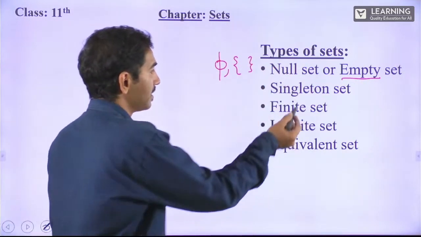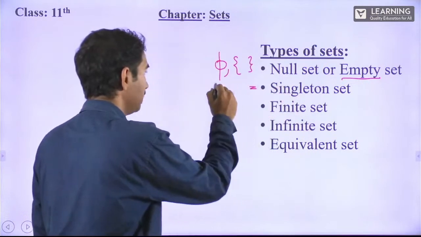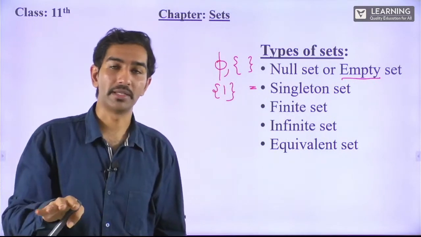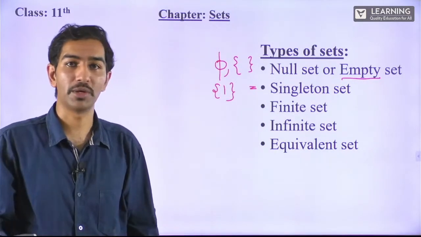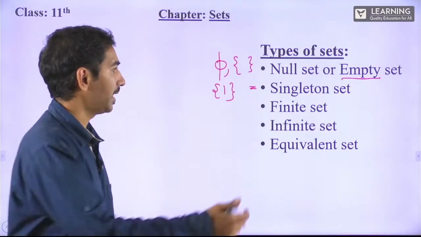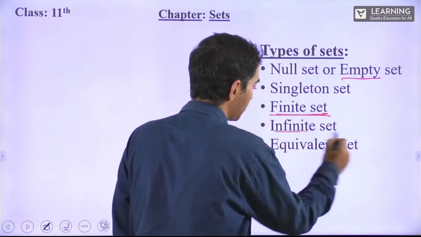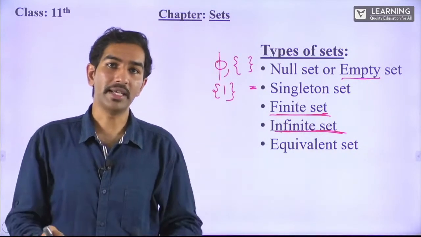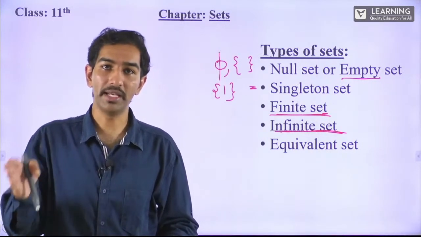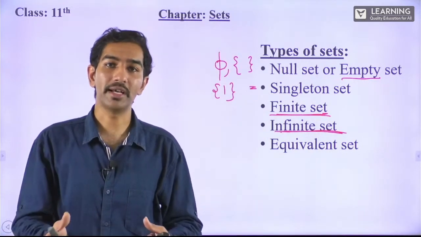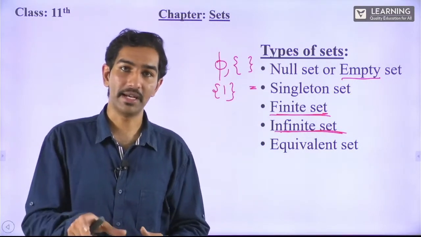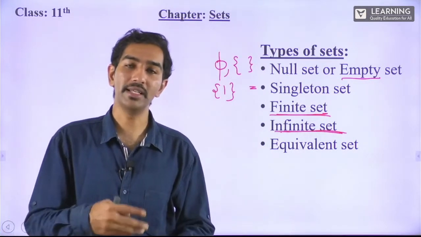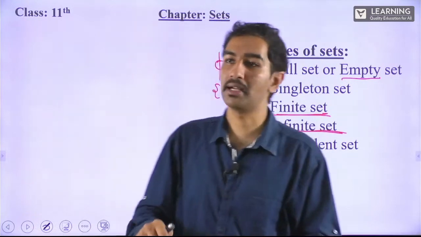Next, what do we have? Singleton set, which means, for example, {1}, which has only one element inside it, no more elements, only one element. That set is called a singleton set. Finite and infinite sets. The names are only suggesting what they are. What is a finite set, students? If in a set there are a countable number of elements, then that particular set is called a finite set. If in a set there are infinite number of elements, meaning uncountable number of elements, then it is called an infinite set. So let us take an example and understand them.